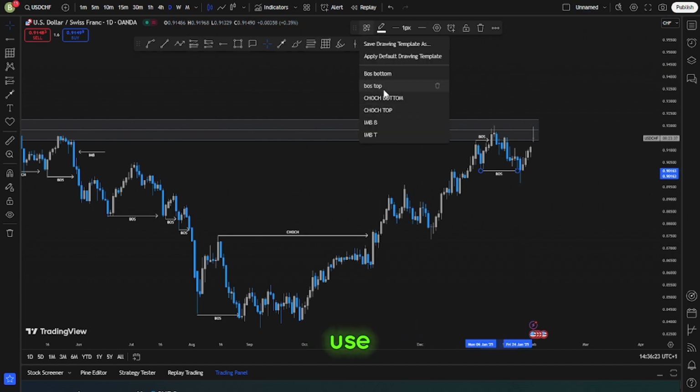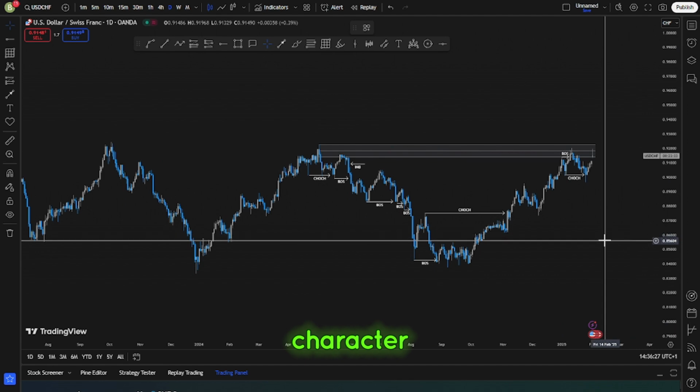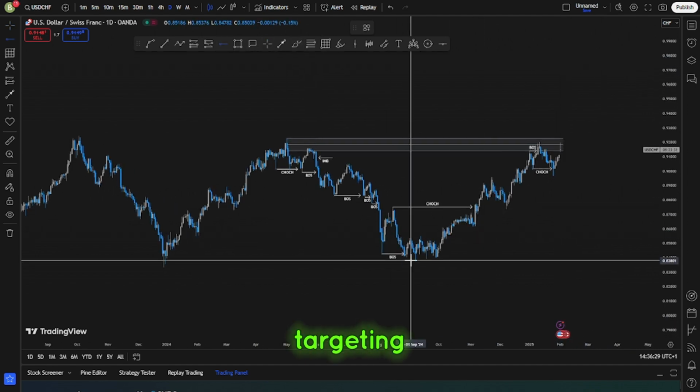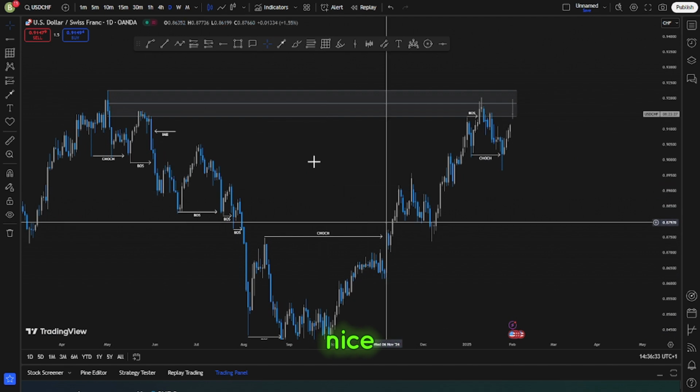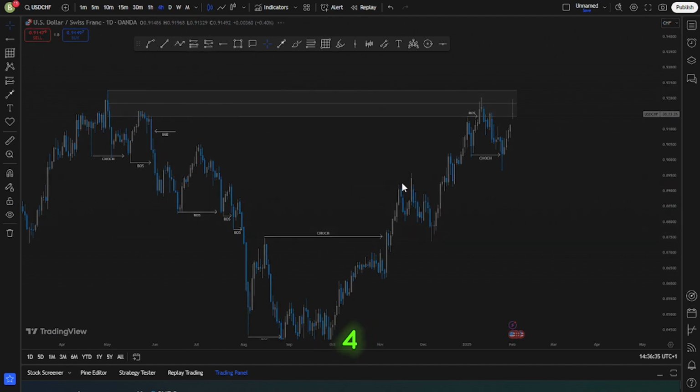So let me just use the change of character. Change of character right there, and then we are targeting this low here. If this idea goes to plan, this would be a nice trade, guys. So let's look at the 4-hour.